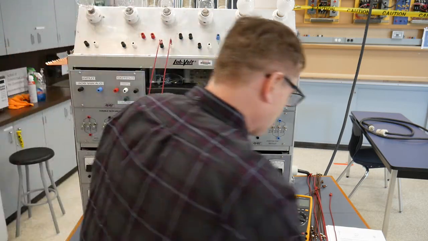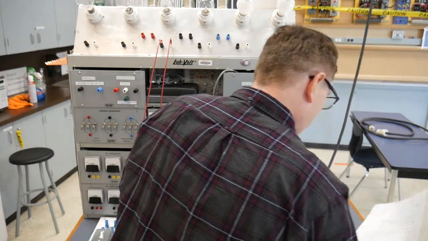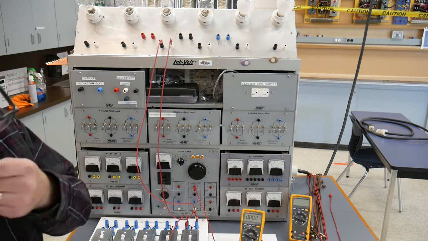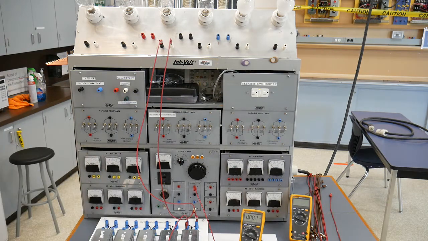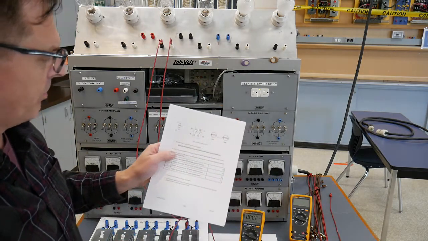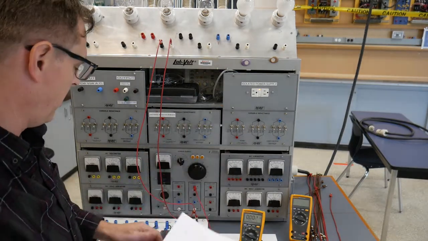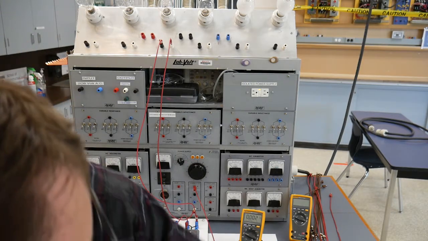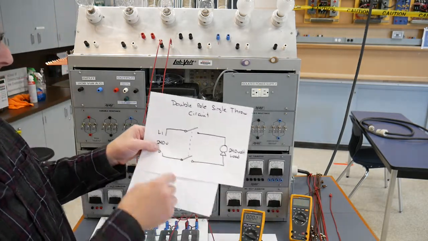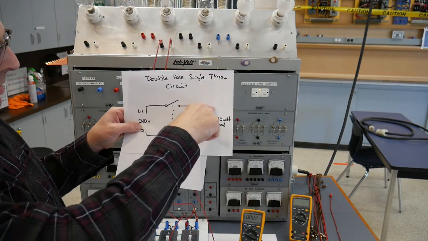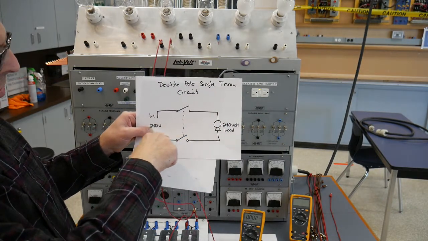Okay, next step is going to be wiring up my next circuit. We're going to utilize our double pole single throw switch. So that's this guy here, which would be the second one. How this circuit looks is we're looking at our line 1 coming out, going through that part of the switch to our 240 volt load and then returning back.